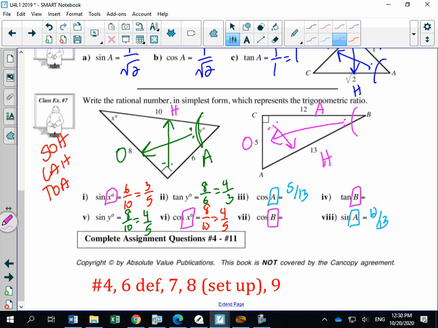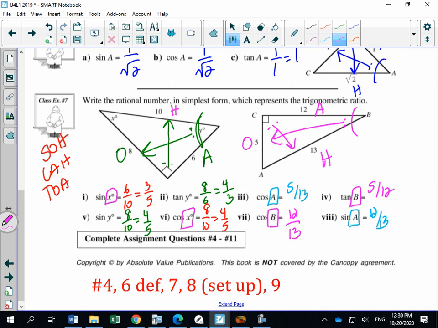So the cos of angle B, you guys should have gotten, what would it be? A over H. Did you get 12 over 13 for this one? So that guy should be 12 over 13. And tan of B, Jimmy, what did you get for tan of B? Yes. And that would be your answers.